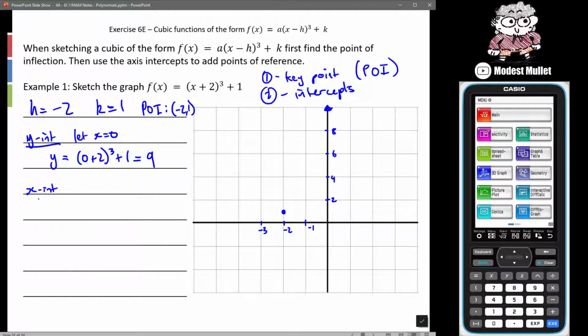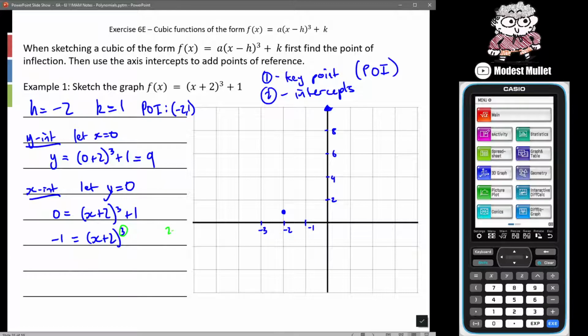Our x-intercept, we let y equal to 0. So we get 0 is equal to (x plus 2) all cubed plus 1, so negative 1 is equal to (x plus 2) all cubed. Now, how do I move the cube?